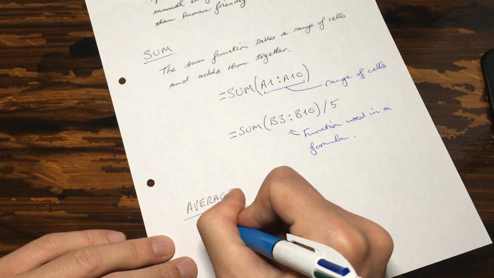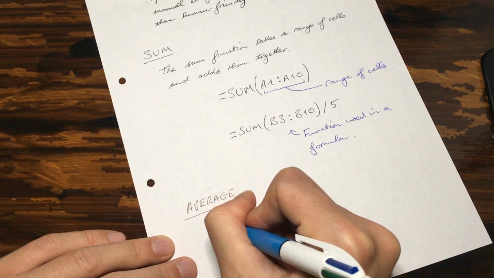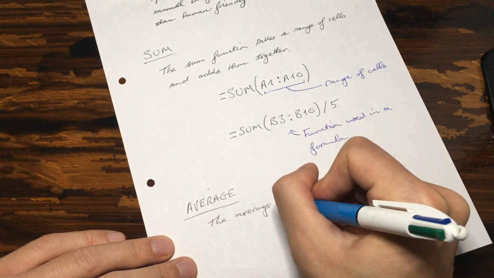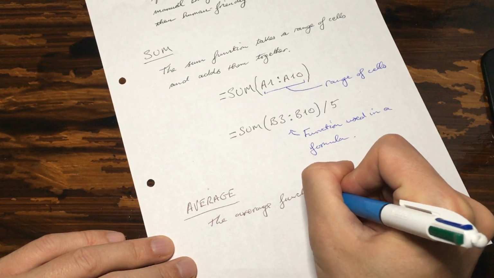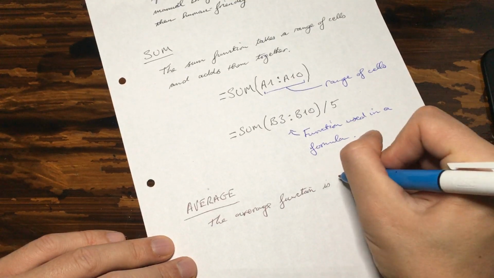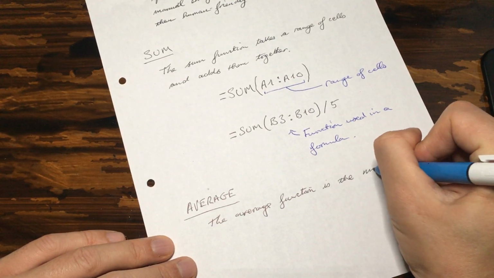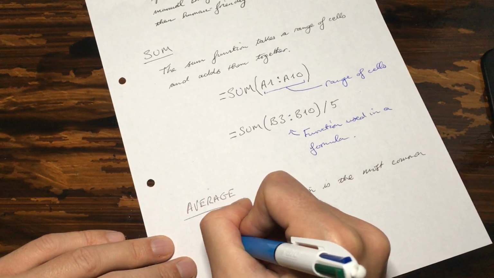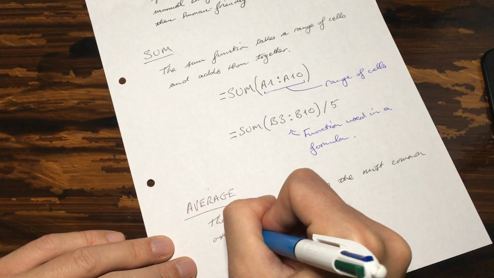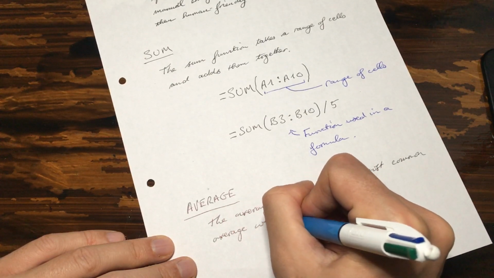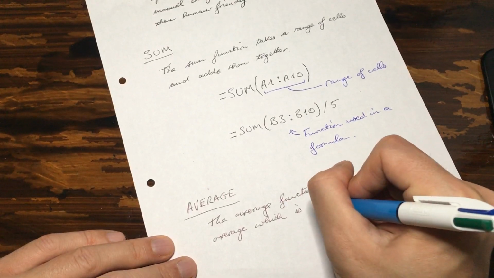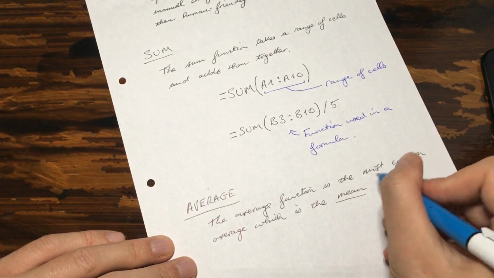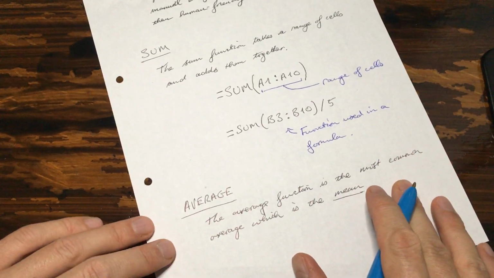Okay, so we can just write that the average function is the most common average, which is the mean. Okay, so just make sure that you know that that's that kind of average.